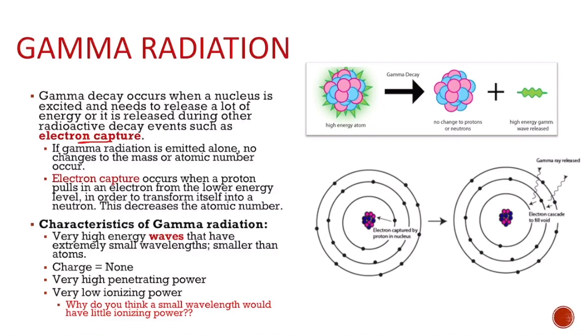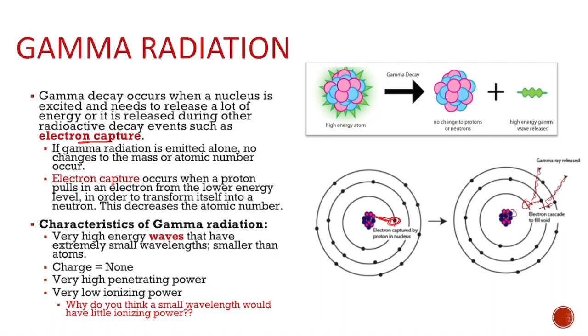But if it's emitted as a result of another type of radioactive decay, let's say electron capture, then in electron capture, we have a proton in the nucleus, so there's an imbalance in the number of protons and neutrons again, and this time, instead of a neutron becoming a proton, it's going to pull in an electron from the lowest energy level. It's going to pull it in, and it's going to turn itself into a neutron. Then we have a vacancy in this shell right here, so we have all these electrons cascading down to fill in that vacancy. And as they drop down in energy levels, they give off gamma radiation.